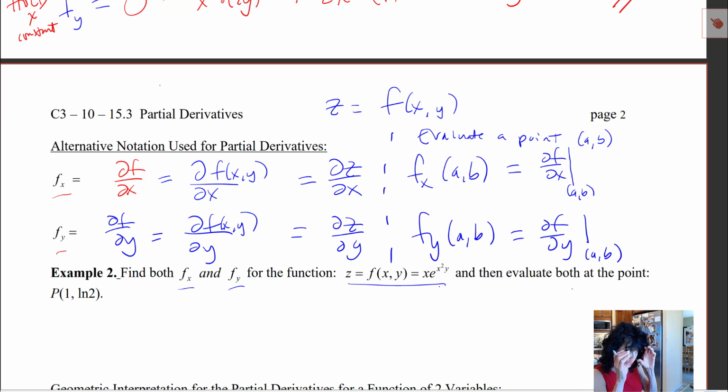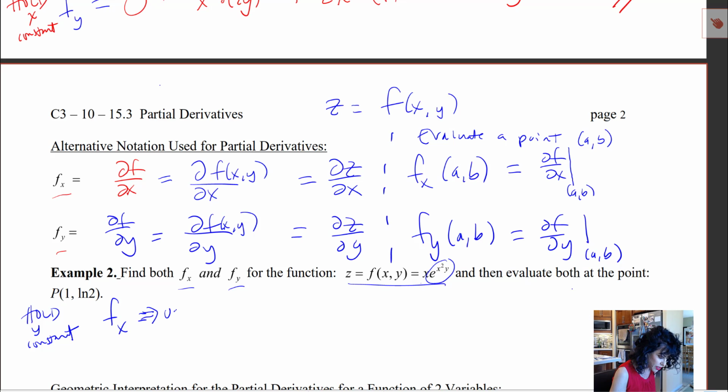These glasses, we're going to look through, we're going to hold y constant. It's going to look like y is just a pure number to us temporarily while we're taking the partial of f with respect to x. I want you to notice something here. We have x times an exponential, and the exponential has an x in the power. So what does that mean? We're going to need to use the product rule. Remember that?